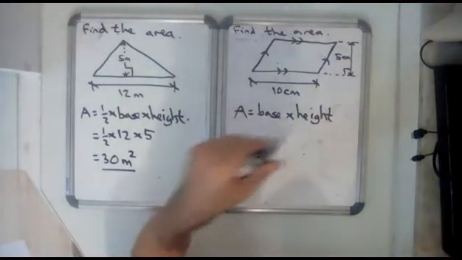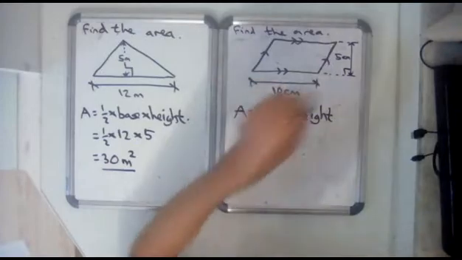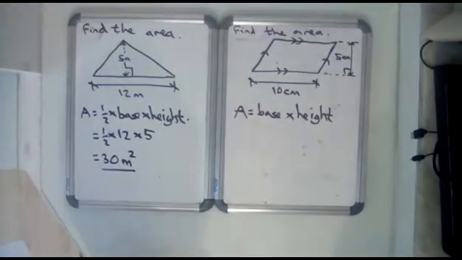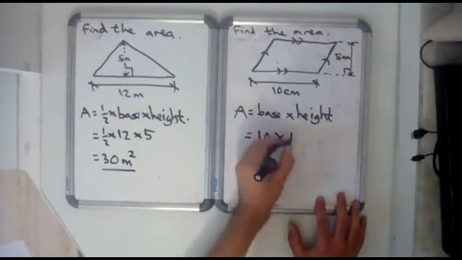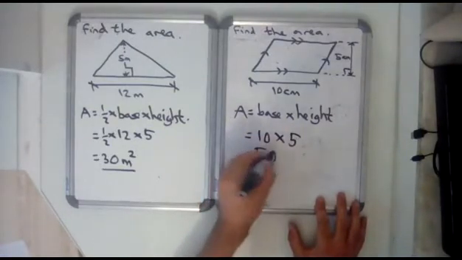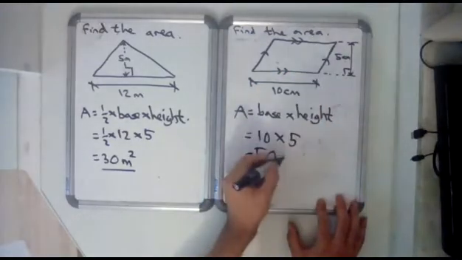But in this case, you have the base 10, the perpendicular height is 5, and it's as simple as area equals 10 times 5 equals 50. The units, centimetres squared.